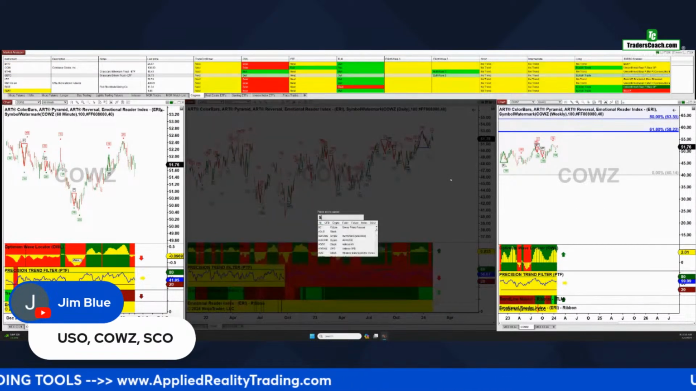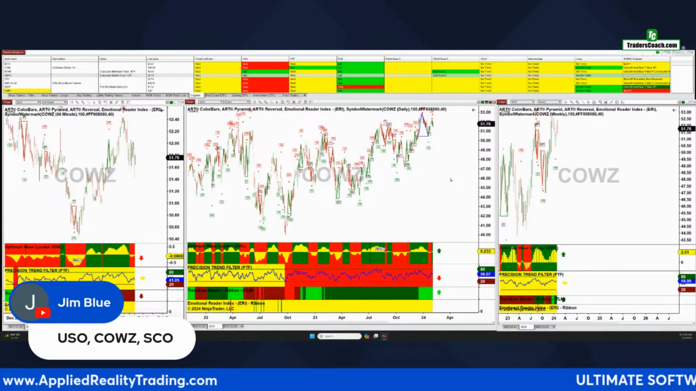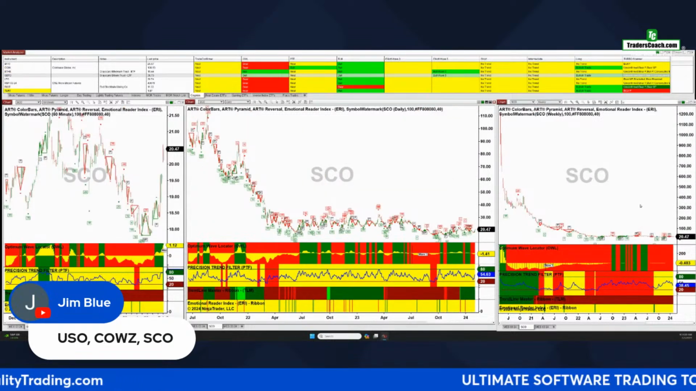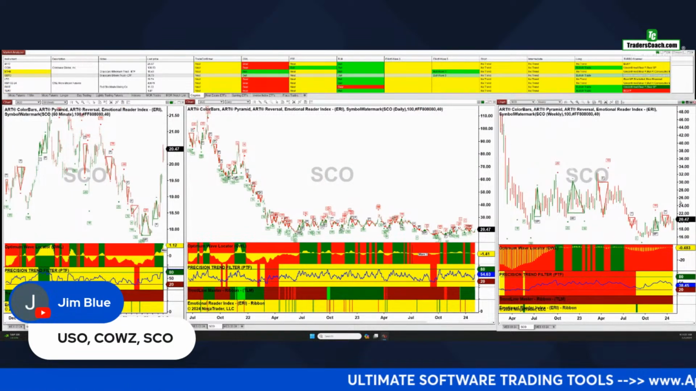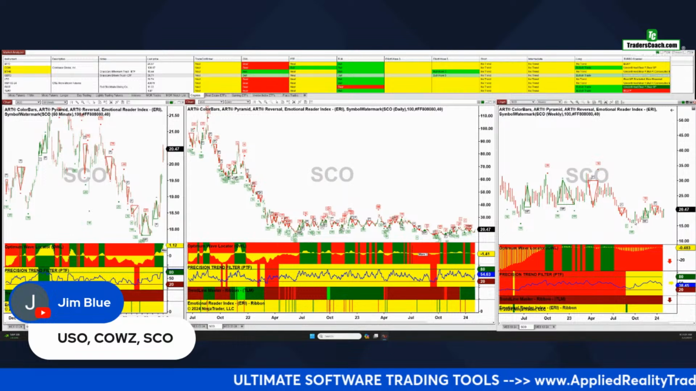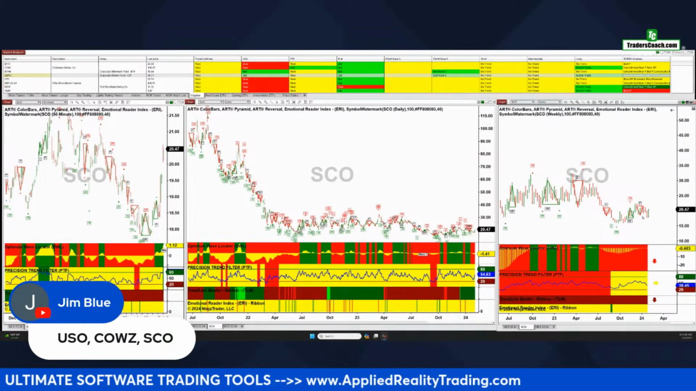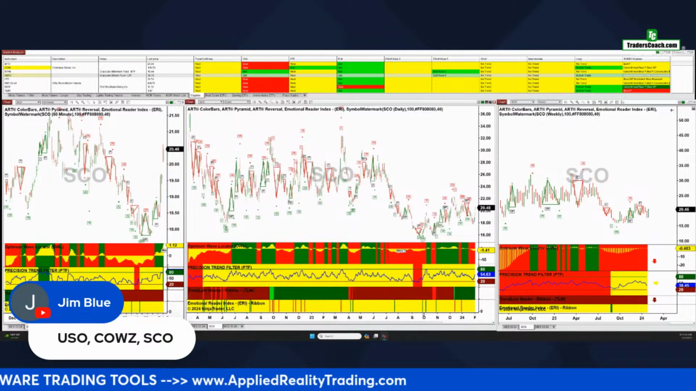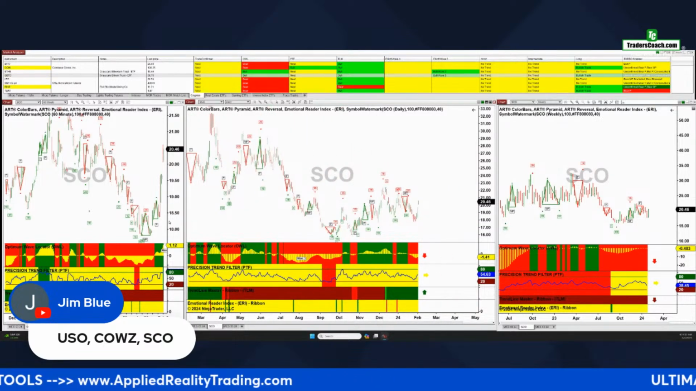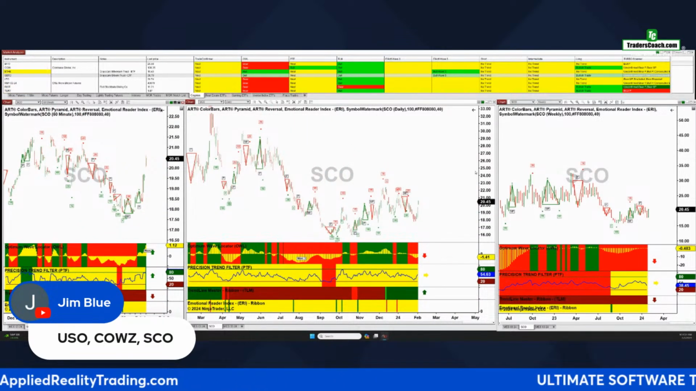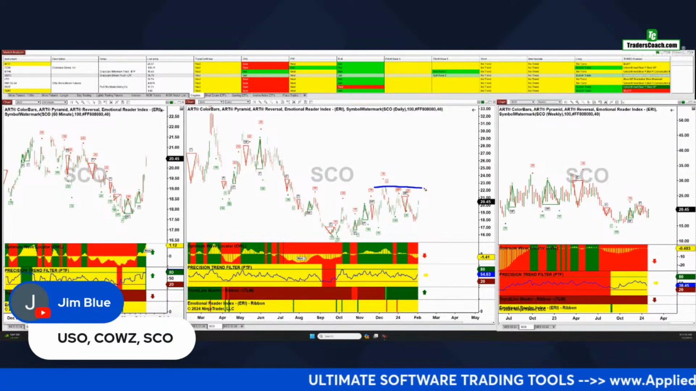All right, SCO. Let's take a look at that one. All right, so this one has been running along the bottom, recent low here, pulled back, and then started coming back down. We've got a red PTF there, red pyramid here, and let's see if we get some follow through on this one. Let's see if we break above here.